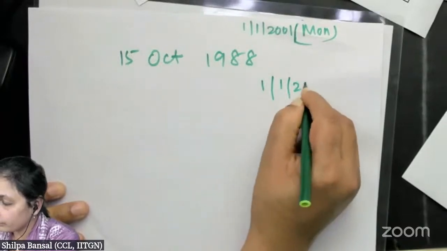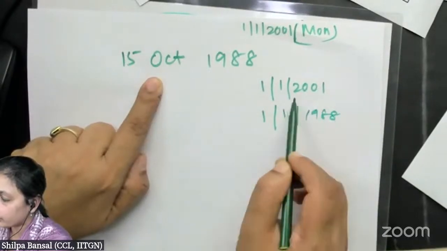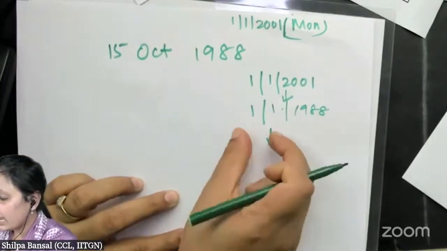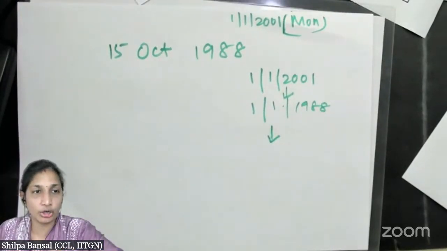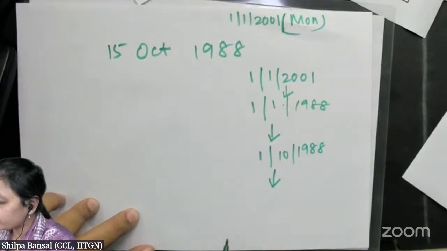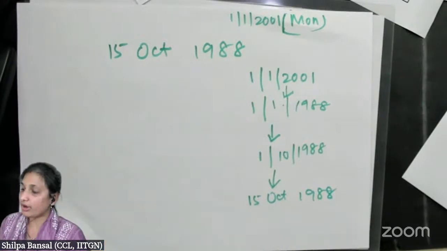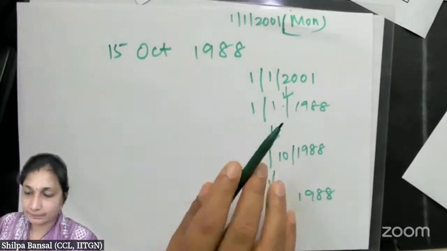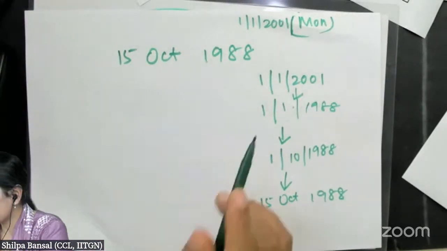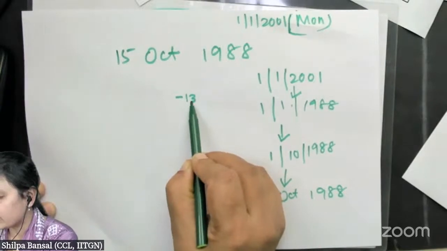I will go from this first to 1/1/1988. I will go to 1/1/98, and then I have gone before January, but I want October. So what will I do? 1 October 1988, and then I will go to 15 October 1988. So here what I am doing is moving backwards. So I have to move backwards. I will use the minus sign here, minus 13.